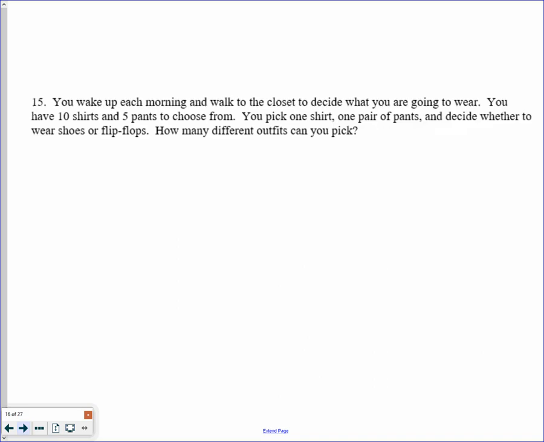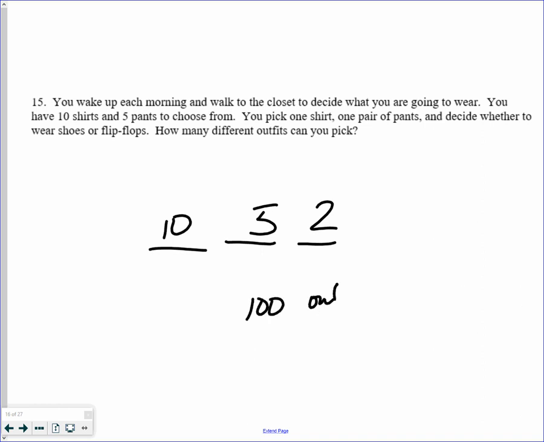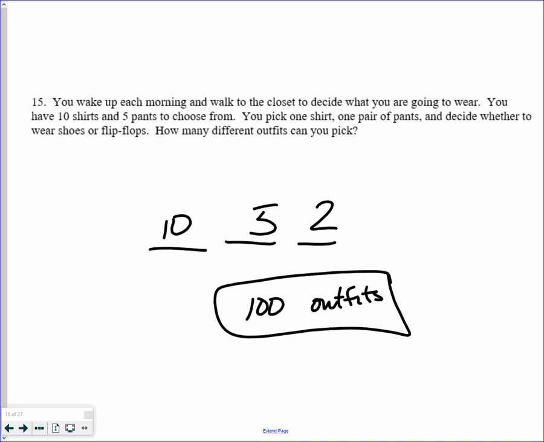You wake up in the morning and walk to the closet. You decide that you have 10 shirts, you have 5 pairs of pants, and you decide whether to wear shoes or flip-flops. So there's 2 choices there, for a grand total of 100 outfits. So you take the possibilities of one event times the possibilities of the next event times the possibilities of the next event. So those are your choices in each one. So you multiply 10 times 5 times 2.